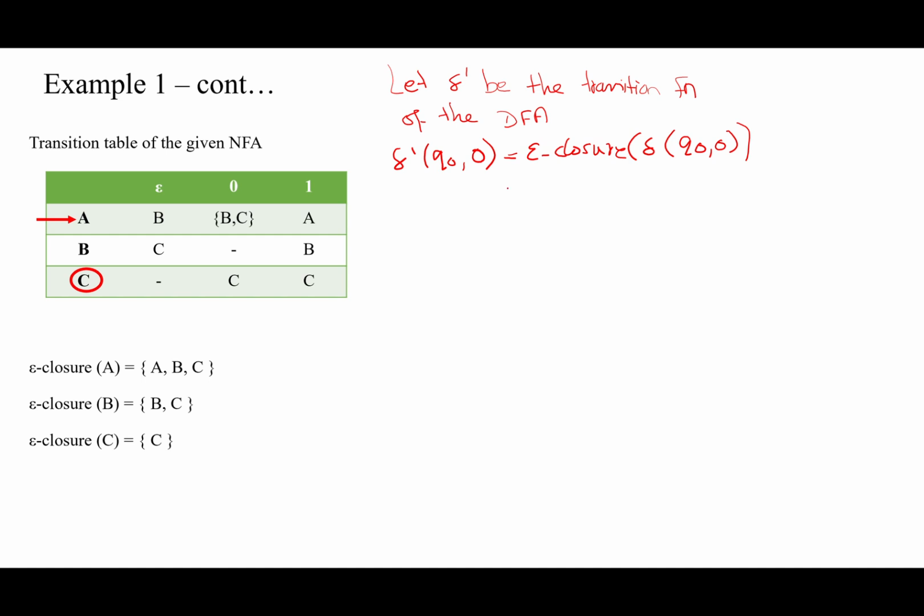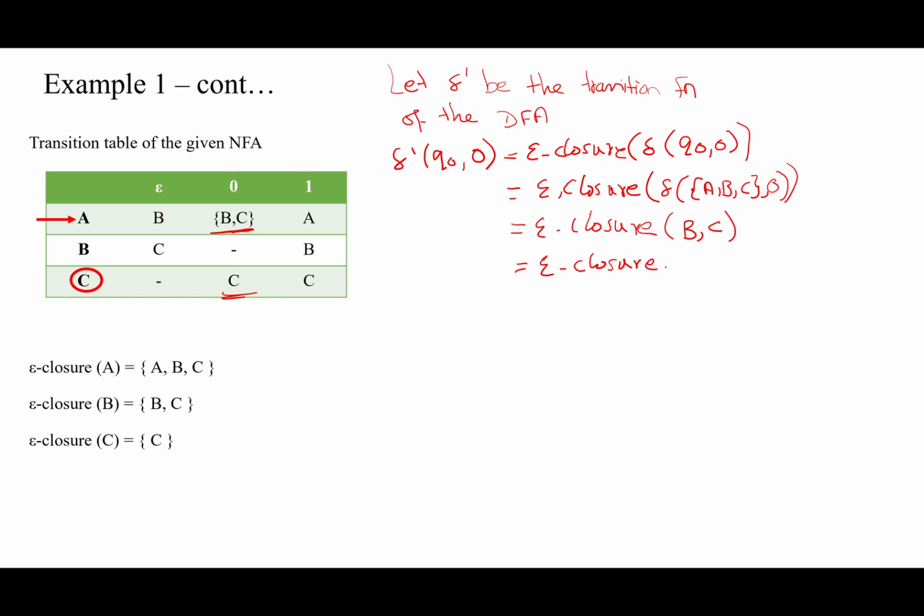What is Q0? A, B, C. So we can expand this as epsilon closure of delta of A, B, C comma 0. What is the transition from A, B, C on 0? It is B, C and C. So we can write the epsilon closure of B, C. Then we have to find the epsilon closure of B and C separately and take the union. That is the epsilon closure of B union the epsilon closure of C. The epsilon closure of B is B, C. For C also it is C. So when you take the union, it is B, C. This is the new state, and we can give it the name Q1 here.